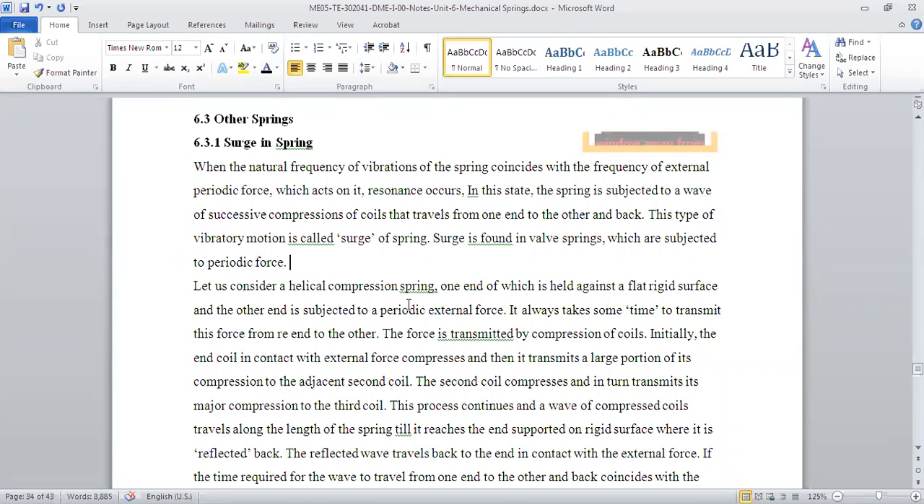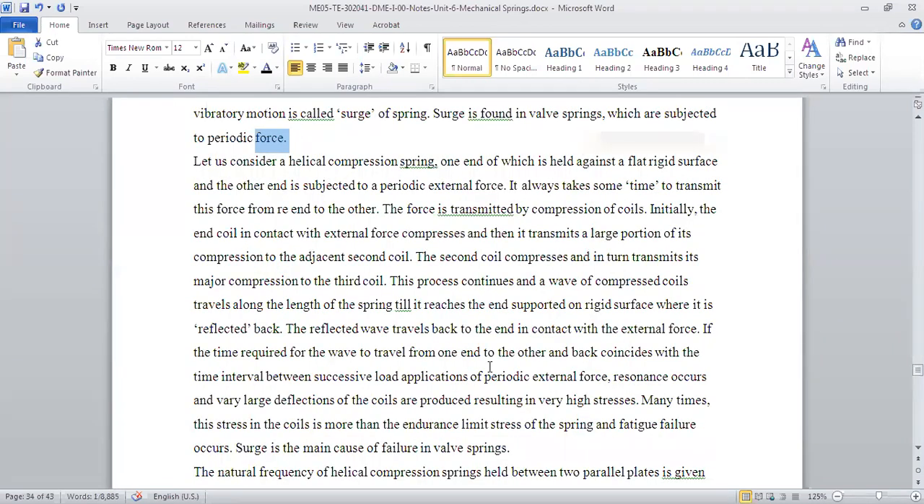Okay, so this same concept happens in a spring also, and that concept is called surge in the spring. Are you getting my point? So when the natural frequency of your spring matches the external frequency of the force, the spring will undergo surge, right? Something like valve springs, where a cyclic load or periodic force is applied, your spring will go under surging. Now, how does this happen?